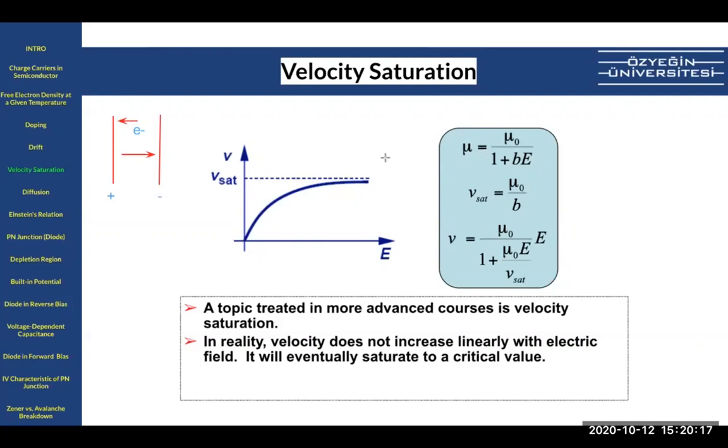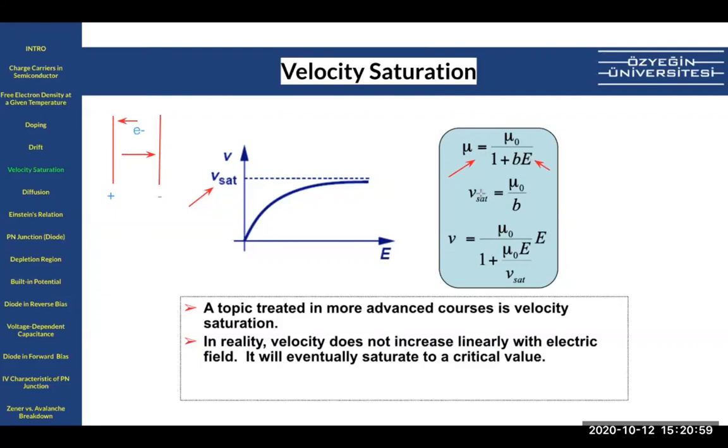But it comes to saturation eventually. It cannot get faster in infinite amounts. And this thing we call Vsat. So every electron and hole comes to a speed of saturation. They saturate, and we define this in terms of equations. The equations are defined in terms of mobility. We call this thing the mobility constant, mu0, and we divide it by 1 plus BE. B is just a constant, and E is the electric field.